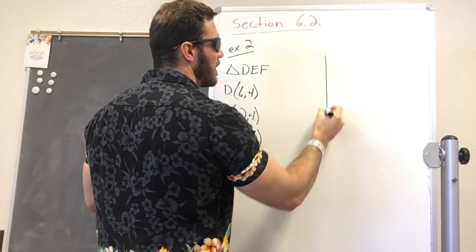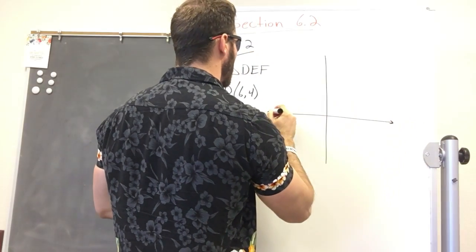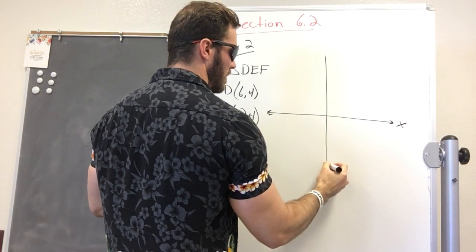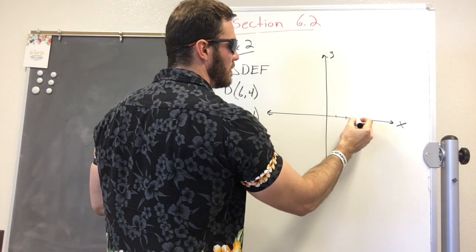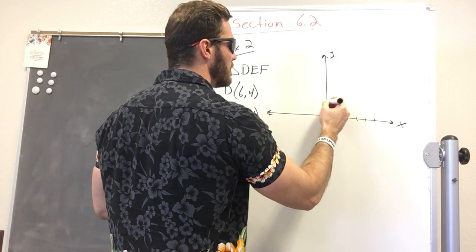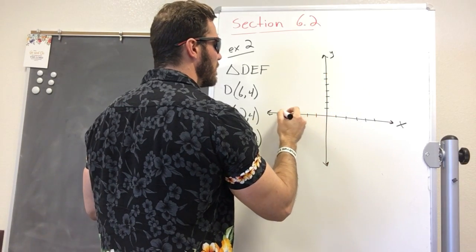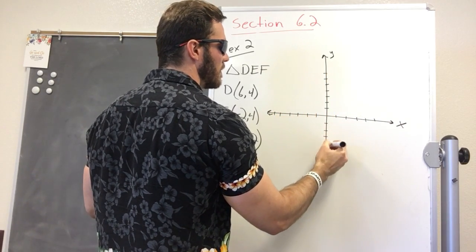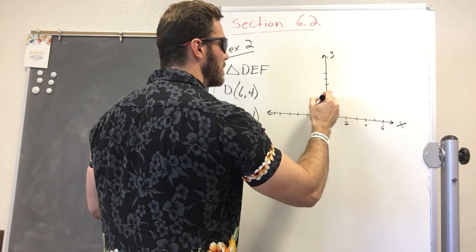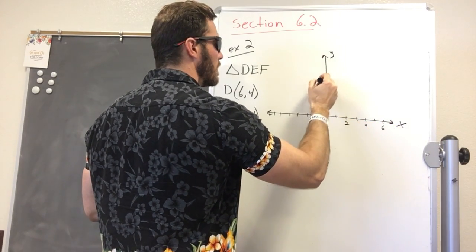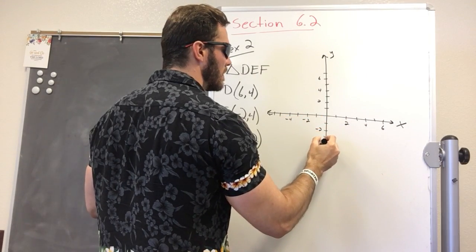So let me get my axes here. That's X, and this one's Y. And let's put some points on here. 1, 2, 3, 4, 5, 6, 7. 1, 2, 3, 4, 5, 6. 1, 2, 3, 4, 5, 6. 2, 4, 6. -2, -4. Okay.